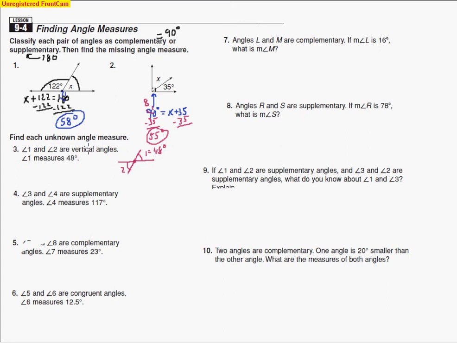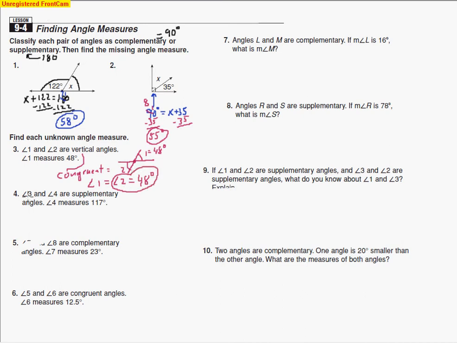Vertical angles are congruent, and congruent means that they are equal. So we have equal angles: angle 1 equals angle 2. If angle 1 is 48 degrees, that means that angle 2 is also 48 degrees. And so that would be our answer.